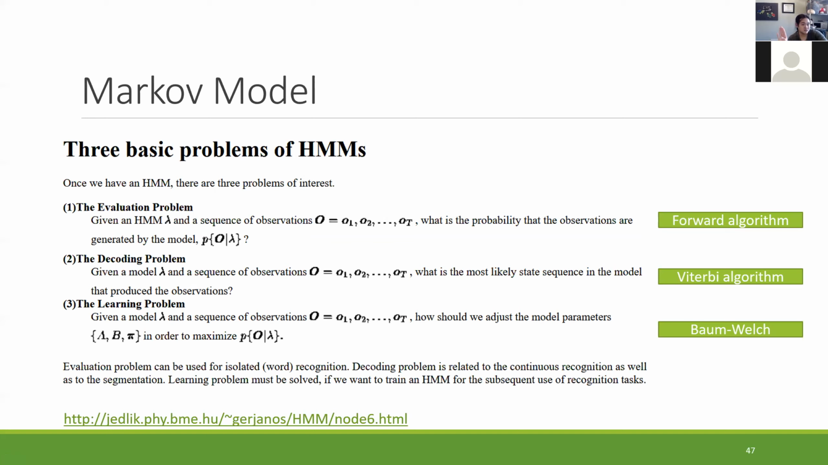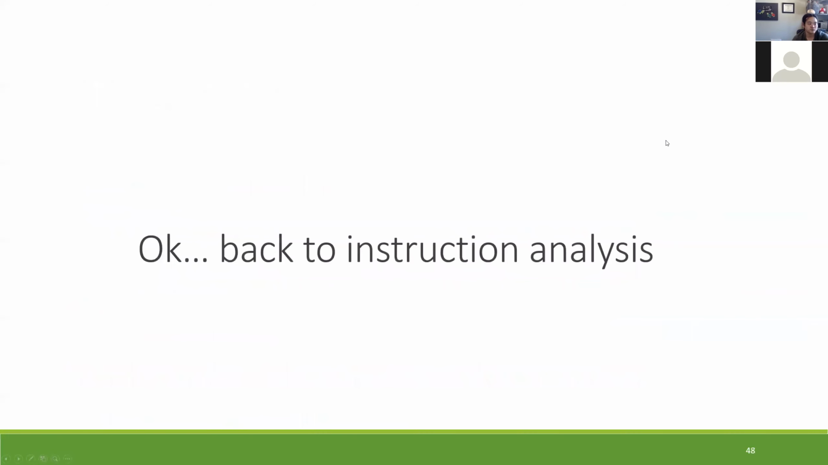There are three problems that you can solve with the hidden Markov model. One is, given a sequence of observations, what's the probability that the observations are generated by a given model? The next one is, what's the most likely state sequence in the model that produced the observations? The last one is, how can we improve our model given this information? How can we improve our accuracy? Those are Forward, Viterbi, and Baum-Welch, which we won't get into.